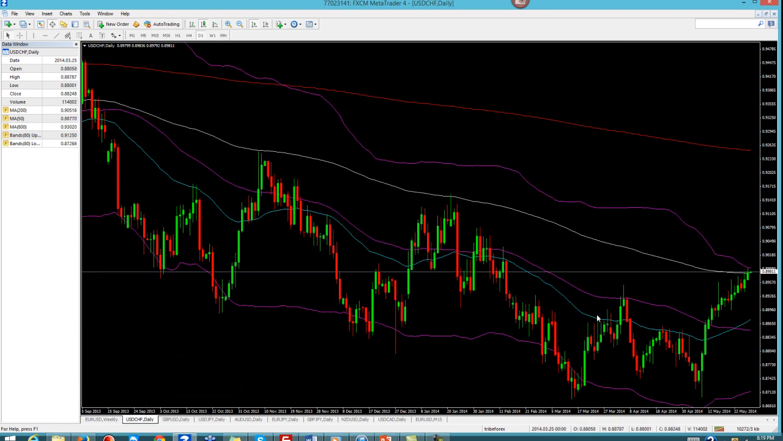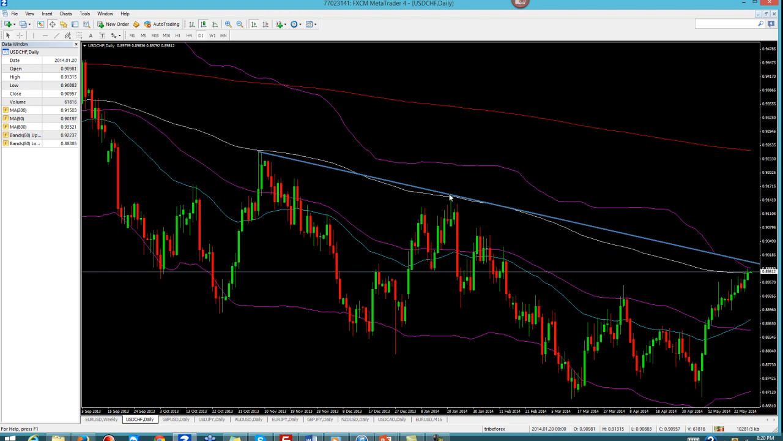All right, dollar Swiss, we've just hit the 200 EMA. We're approaching the 89, about 0.9000 on the Bollinger Band. Here on the dollar Swiss, this is a good place to be looking for a retracement, a sell here.